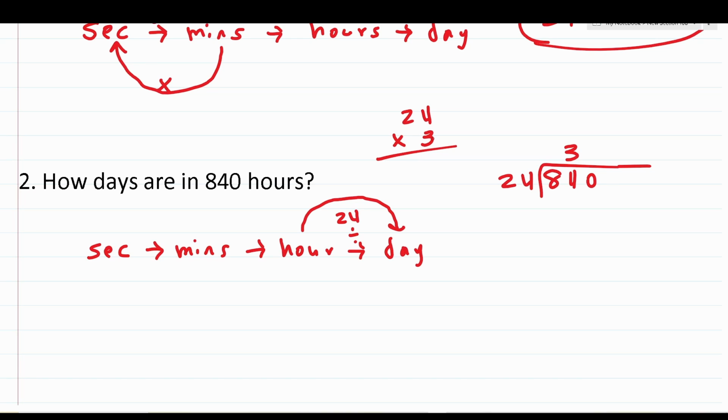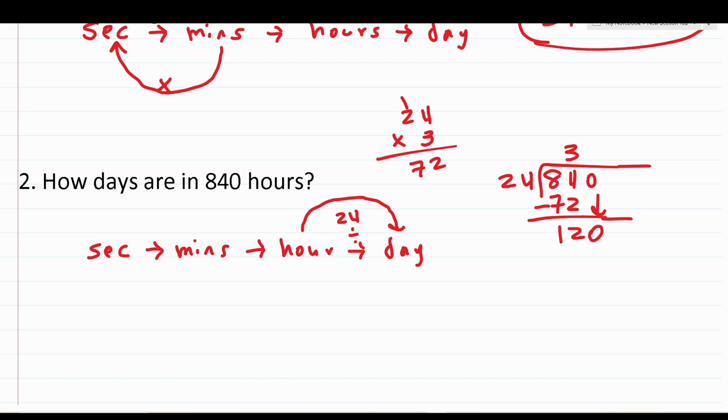24 times 3, of course, is 4 times 3 is 12. Carry a 1. 2 times 3 is 6, plus 1 is 7. So that's 72. 84 minus 72 is 4 minus 2 is 2. 8 minus 7 is 1, and we drop down our 0.